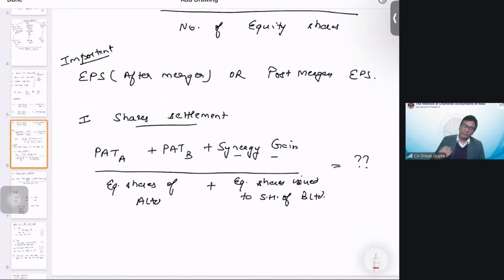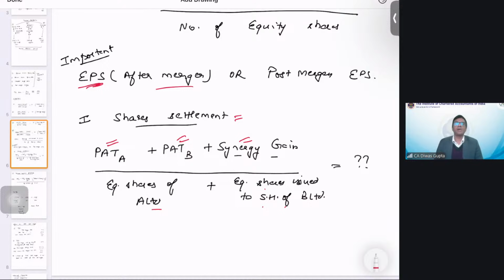Clear? Now let's talk about the EPS post merger, or what are the after merger things that we are going to discuss. One, in case of share settlement. Now, see, students, the post merger analysis will be different if you talk about share settlement, and different if you talk about cash settlement, right? If you talk about the share settlement, then the EPS post merger, meaning earnings per share post merger, will be PAT of A plus PAT of B plus synergy gain divided by equity shares of A Limited plus equity shares issued to the shareholders of B Limited.